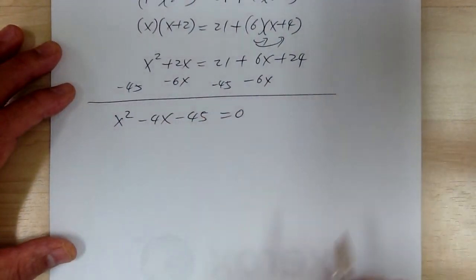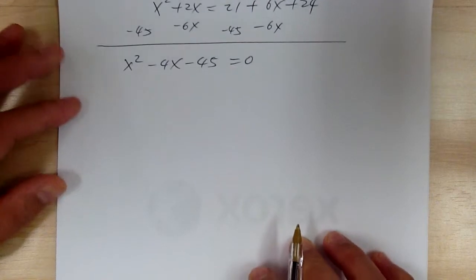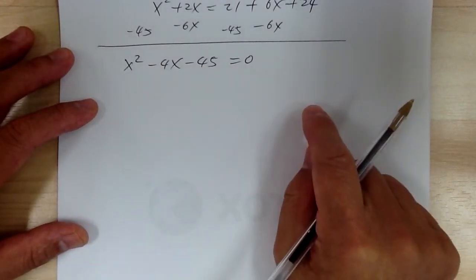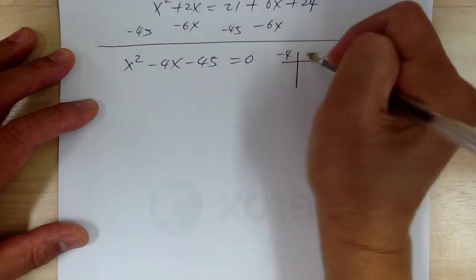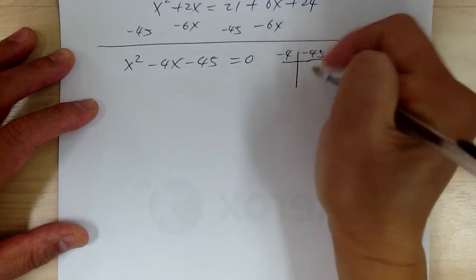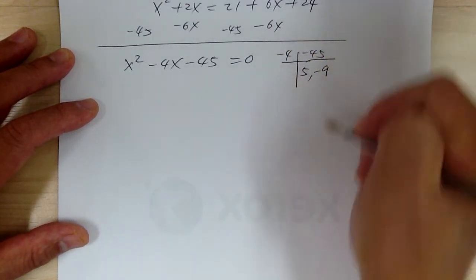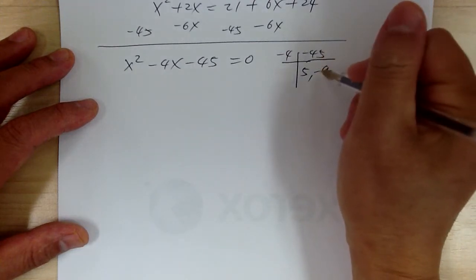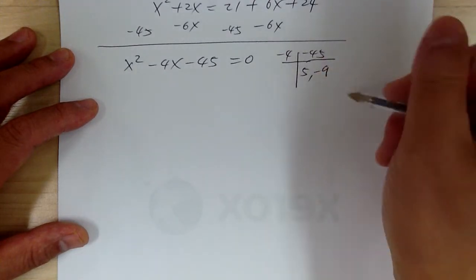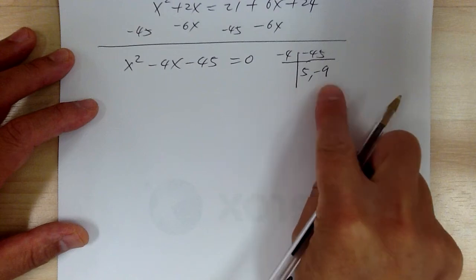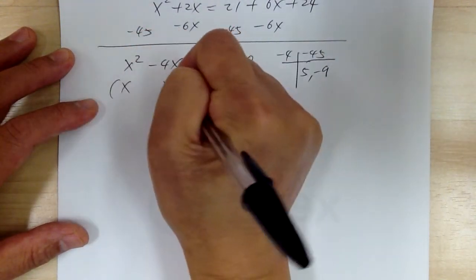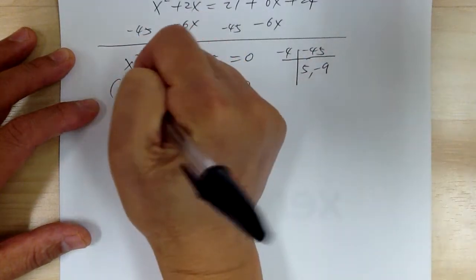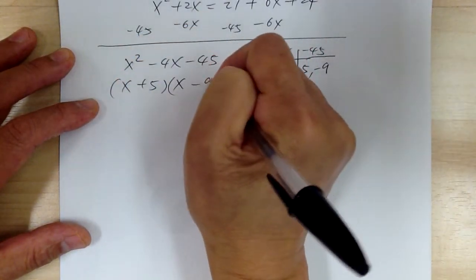Again, now you can do the factoring. Step 1, common factor, cannot. Step 2, perfect square, cannot. Step 4, master product. You need to get 5 comma negative 9. Again, if you don't see the correct combination, just go 1, 2, 3 and keep going. So 5 comma negative 9. So this would be plus 5, minus 9.